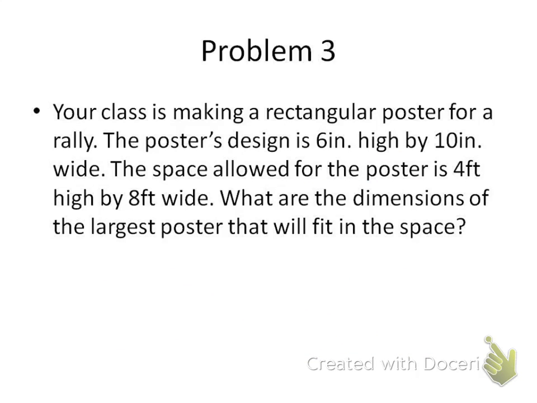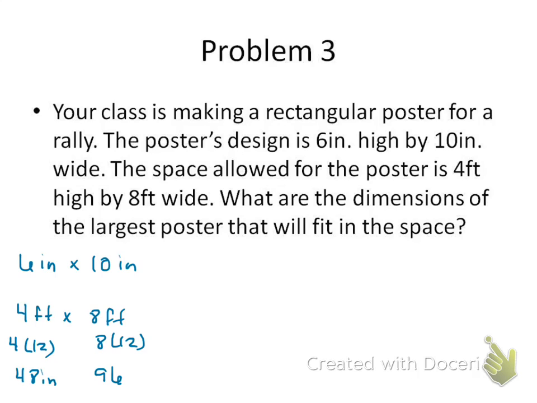Problem 3. Now remember, this one stumped you a bit. We did this before we started that project. This is similar to finding our scale factor and dimensions as we did for our project. So our original is 6 inches by 10 inches. And the amount of space we are given is 4 feet by 8 feet. So the first thing we want to do is convert the feet to inches, so we multiply both of them by 12. So 4 times 12 gives us 48 inches, and then 8 times 12 gives us 96 inches.